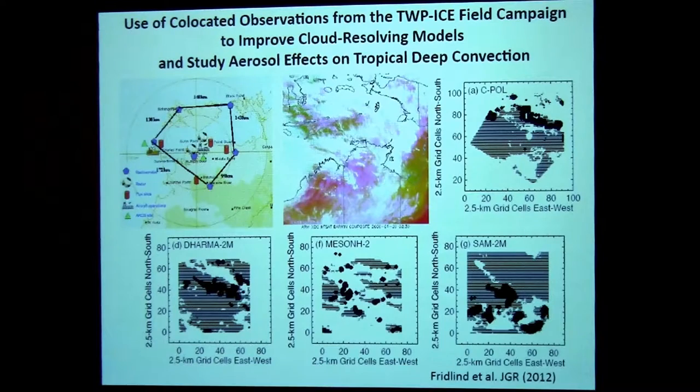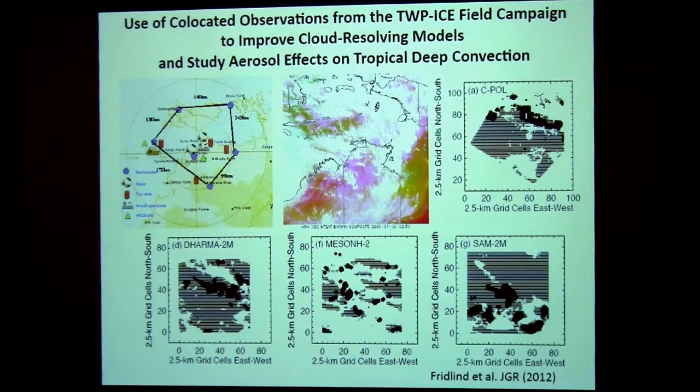I'm going to talk today about the Tropical Warm Pool International Cloud Experiment. This took place in 2006 around Darwin, Australia. It was funded by a number of agencies, but primarily the Department of Energy through its program that was then called the Atmospheric Radiation Measurement Program, now the Atmospheric Systems Research Program.